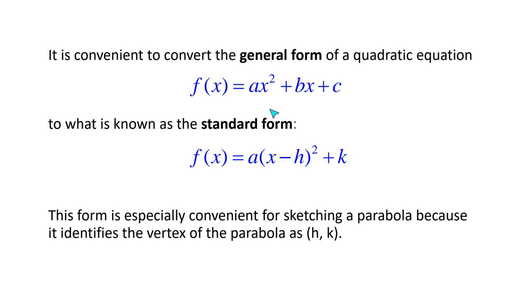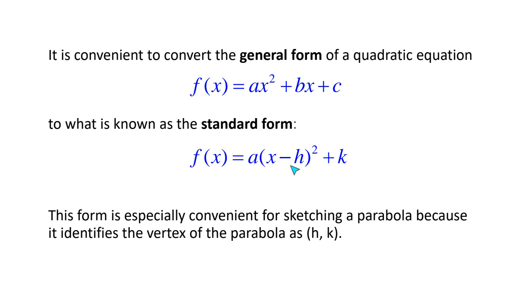So the general form of this quadratic function is going to look like this: f of x equals ax squared plus bx plus c. However, we can write it differently as a standard form, and the standard form looks like f of x equals a times the quantity x minus h squared plus k. Now the standard form is convenient to help us sketch a parabola, because if we have a minus h in here, we know that the graph shifted to the right that many units. And if we have a plus k, we know that the graph shifted upward so many units. So it makes it a little bit easier to sketch the parabola.